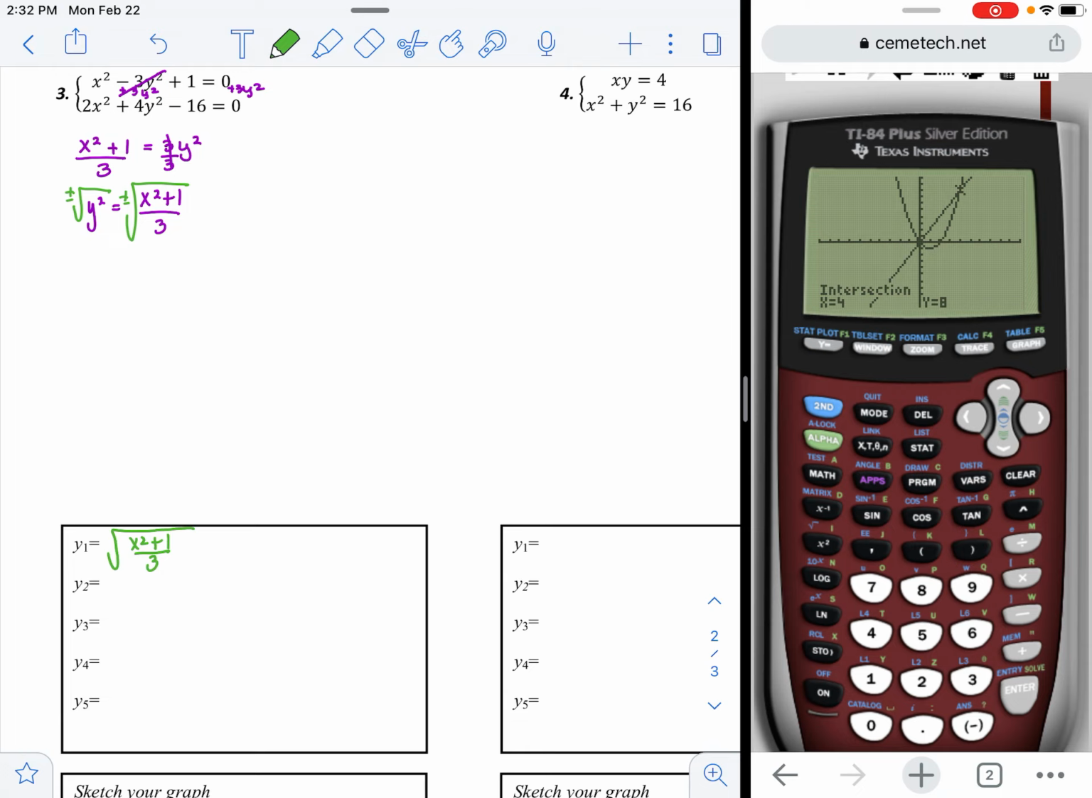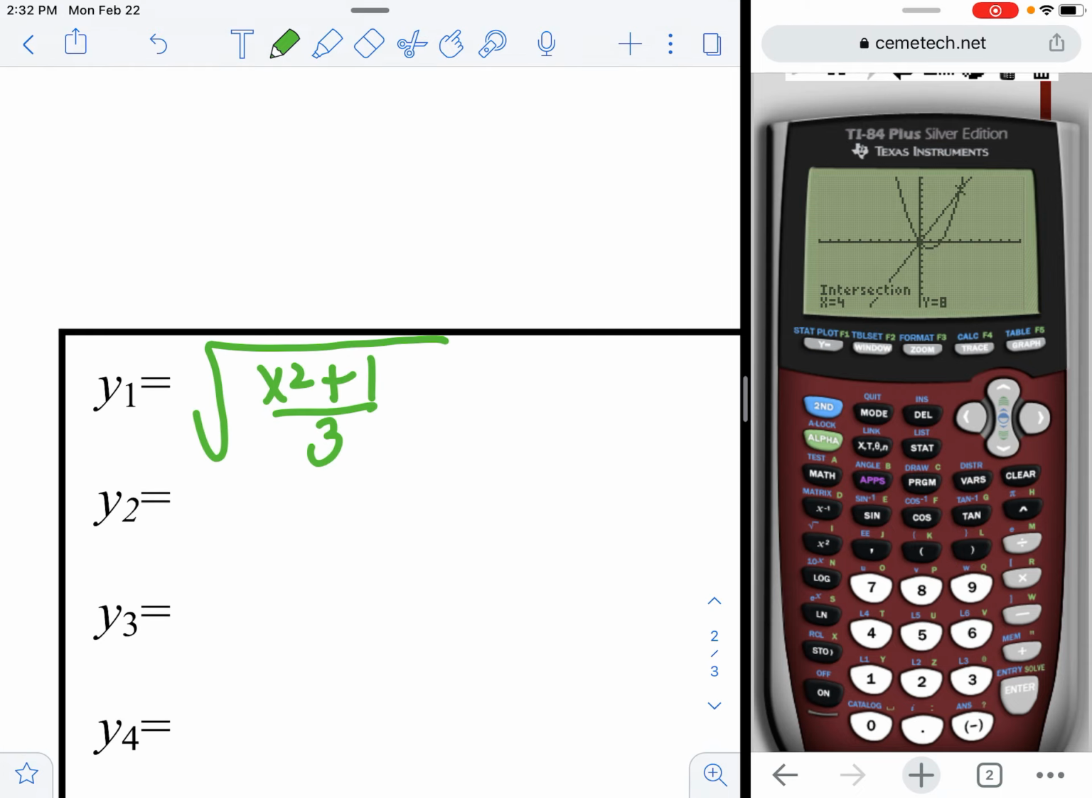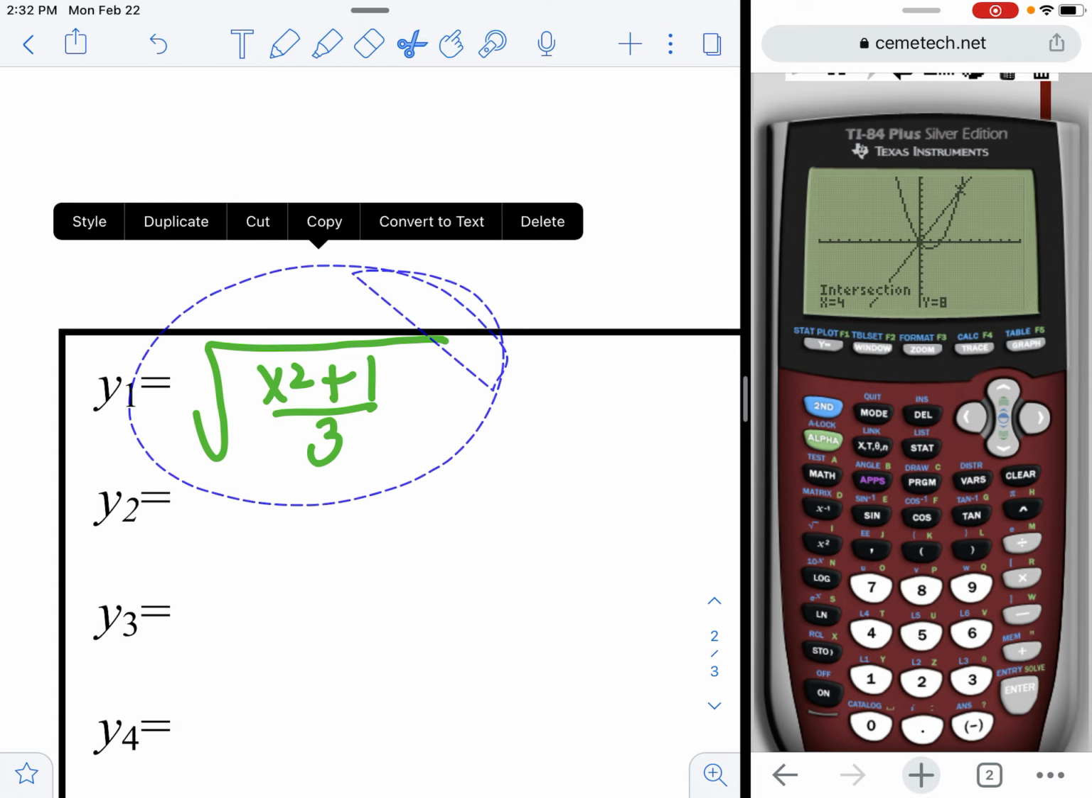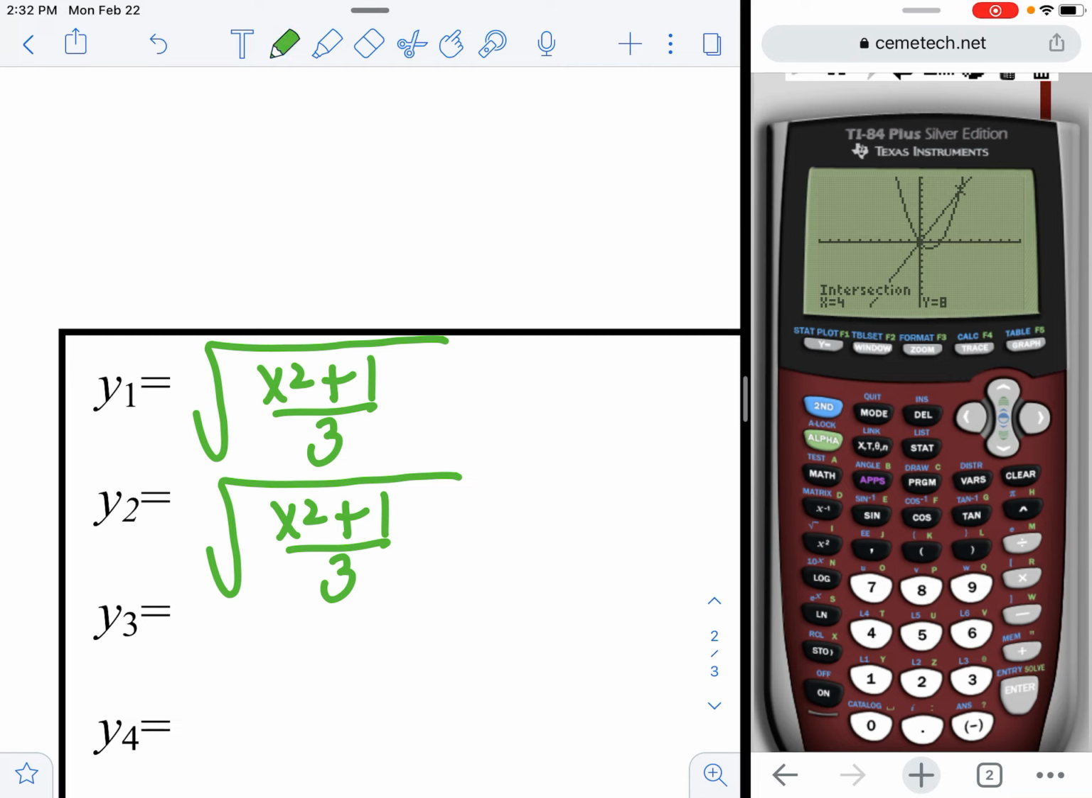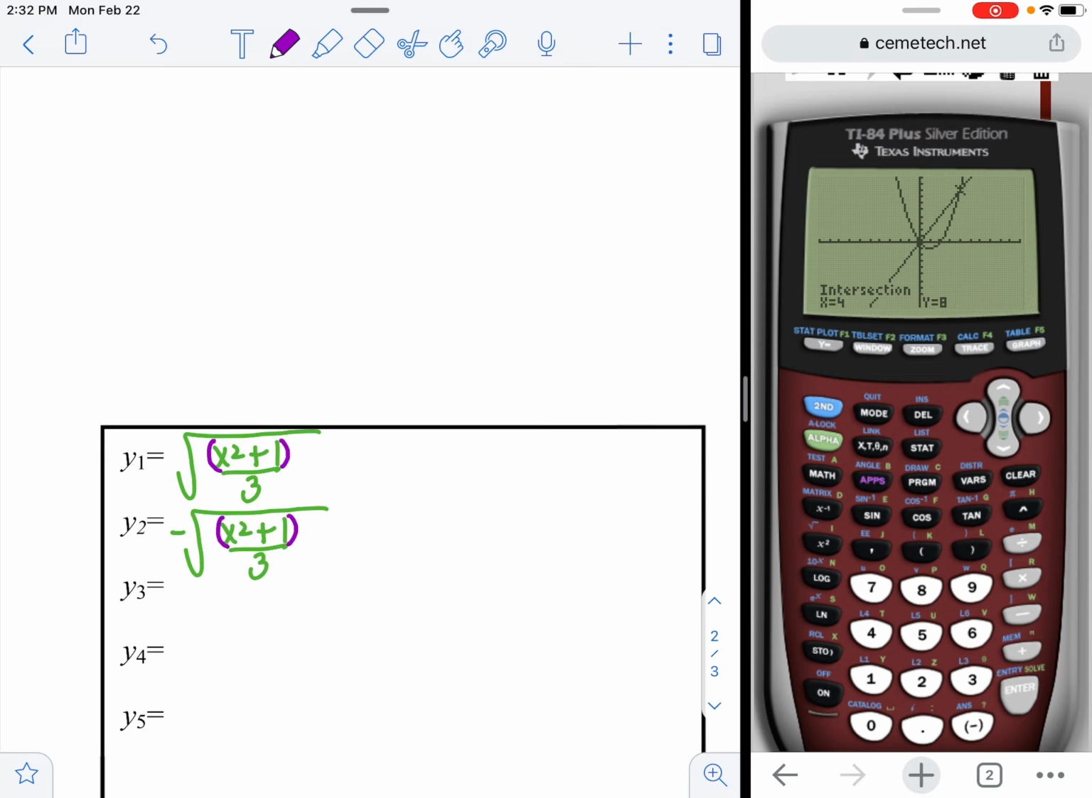So for y1, we'll do the positive one. We'll do square root of x squared plus 1 over 3. And then we also have, I'm going to do this. This is so smart. I love the iPad sometimes. Paste, but we're going to do negative. Okay. Now remember, whenever there's a fraction, you have to be very careful with the calculator. Since there's a fraction and there's a numerator and a denominator and there's two things in the numerator, you're going to want to put your numerator in parentheses, okay, when you type it in your calculator.